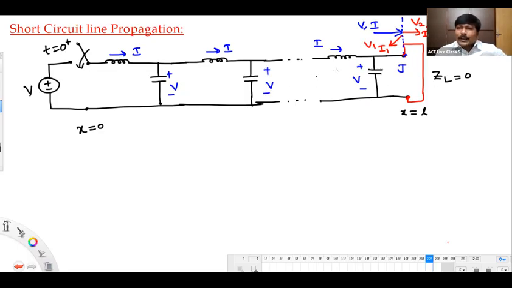This ZL and ZC are becoming unequal. Because of that, we have some refracted quantities V2, I2, which will definitely not be equal to V, I. That's why we are saying there will be some reflection as V1, I1. And this is happening at a time t equals capital T.